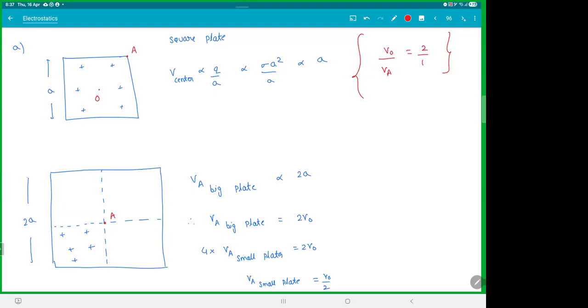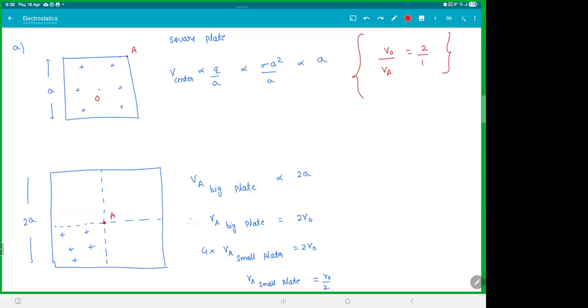But the center of that big square plate is nothing but A for the small square plate. And there are 4 small square plates, and each one will contribute 1/4 of the voltage. So total is 2V naught, and its 1/4 is V naught by 2. All sure of this? Any doubts on this? These are the kind of questions you'll get in mains. Not tough, but you have to think.